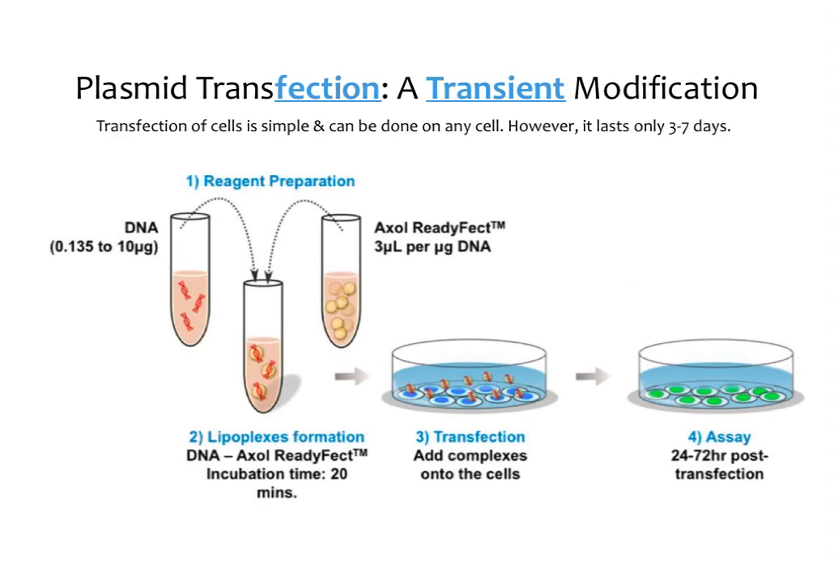Okay, so now that we've talked about plasmids, let's talk about how we actually use them in the lab. So, plasmid transfection. Transfection is a transient modification. It's very simple. It can be done on almost any cell line, but it's transient. It's only going to last approximately 3 to 7 days. That's a big limitation of doing transfections.